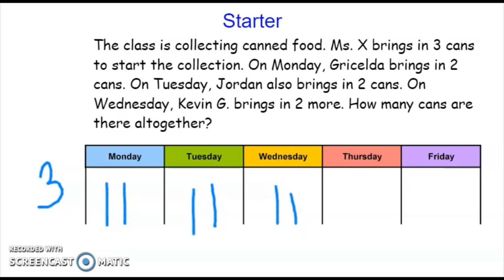I'm going to go ahead and count on starting at 3 because that is how much Miss X started the week off with. 3, 4, 5, 6, 7, 8, 9. I have 9 cans altogether, or there are 9 cans altogether. And remember, cans is our unit and 9 is our total or our whole.